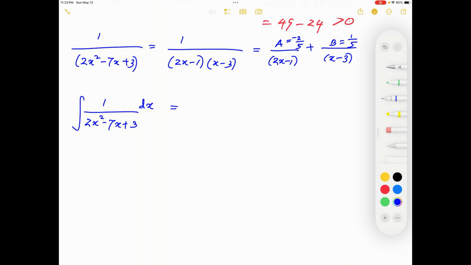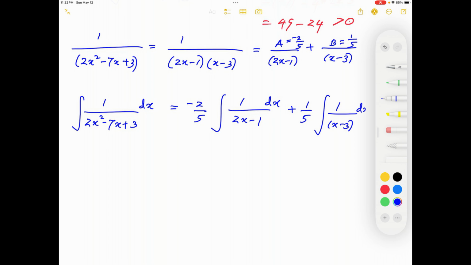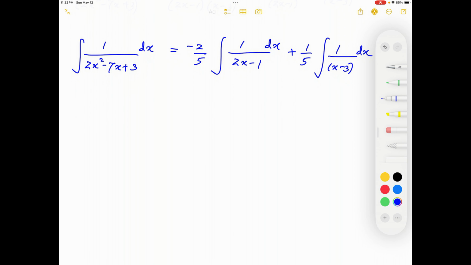We split that into partial fractions as negative 2/5 integration 1 over 2x minus 1 dx, and I have 1/5 integration 1 over x minus 3 dx. Alright, now what? We have a fantastic theorem to be used in such cases as well. If I have to integrate something like f prime x over fx dx, where f prime x is the first derivative of fx, which is the function in the denominator, we know this answer is equal to natural logarithm absolute value f of x. Of course, f of x cannot be equal to 0.